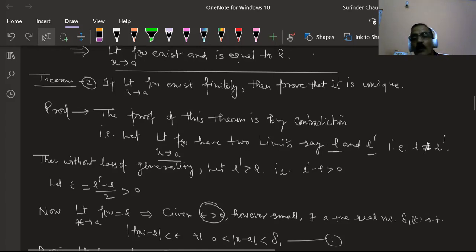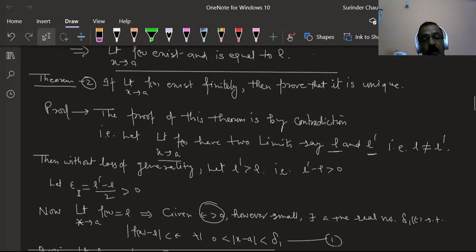So if there are two numbers, without loss of generality one of them will be greater. Either L is greater than L dash or L dash is greater than L. So without loss of generality we can assume any one of the two. Let us suppose that L dash is greater than L. If L dash is greater than L, it implies L dash minus L is greater than 0. So now we are fixing the given epsilon.